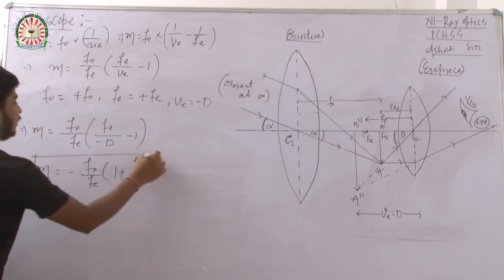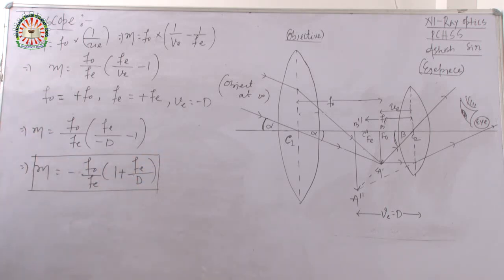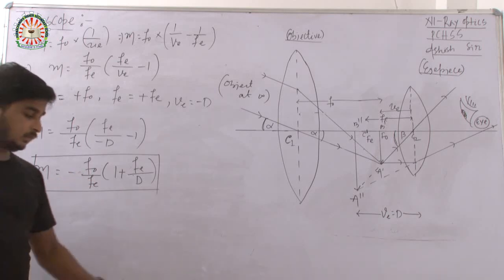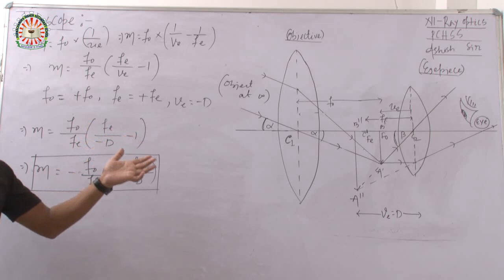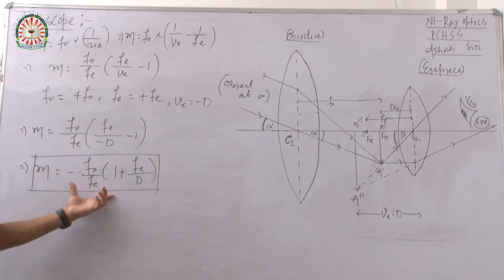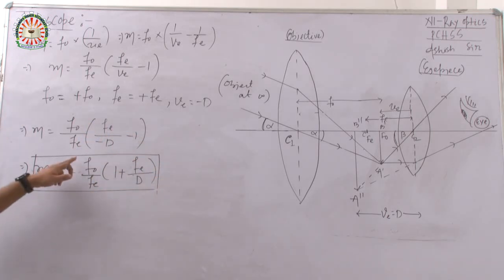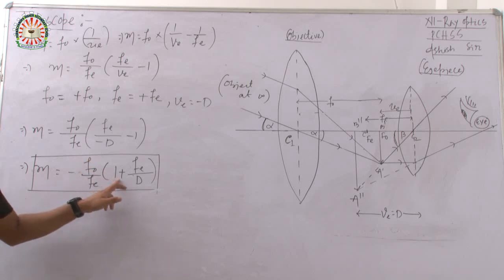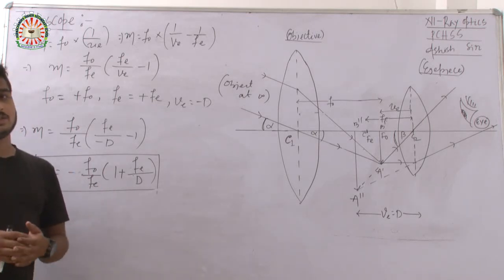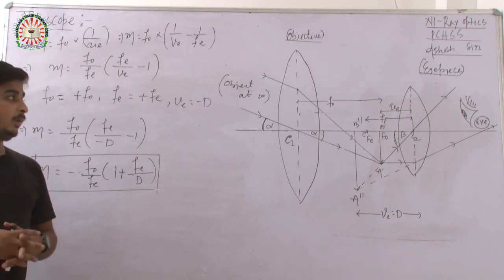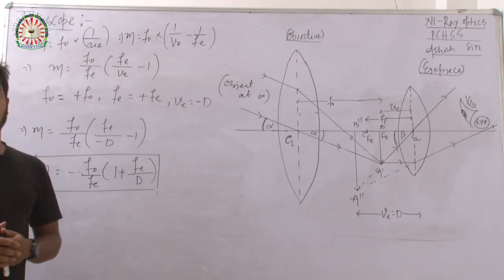Now all are in terms of focal length. So this is the angular magnification of the astronomical telescope when the image is formed at distance D, that is minus fo by fe whole into 1 plus fe by D. So we have discussed all the concepts of the astronomical telescope. For any kind of doubt, ask me in the comment box. Thank you.